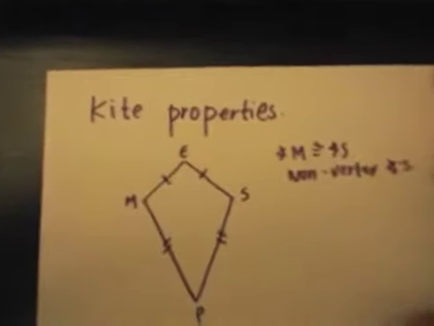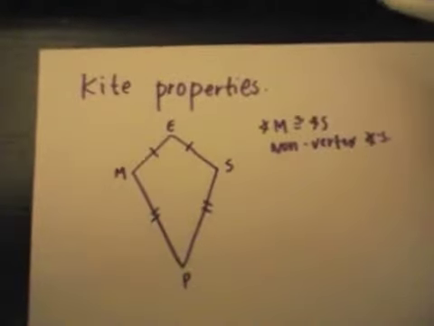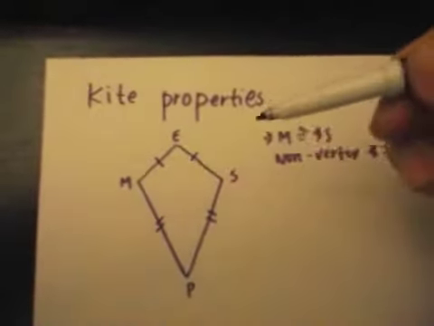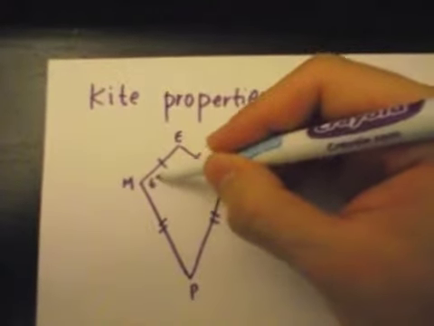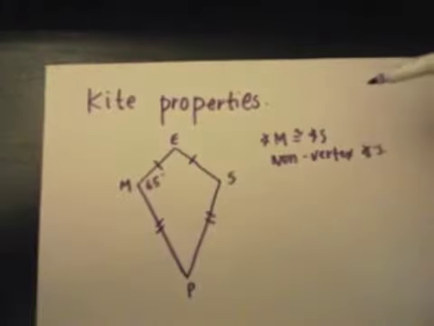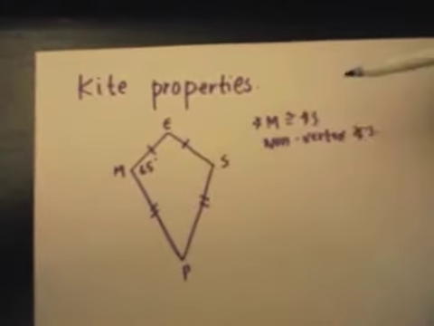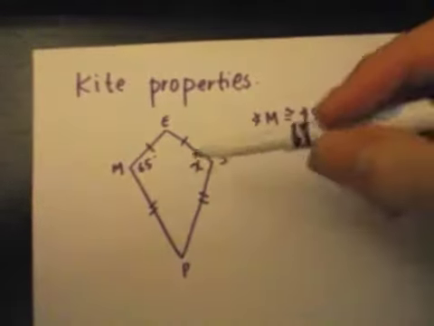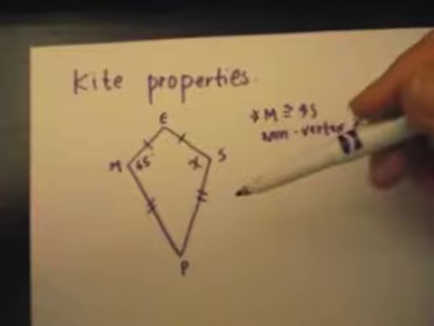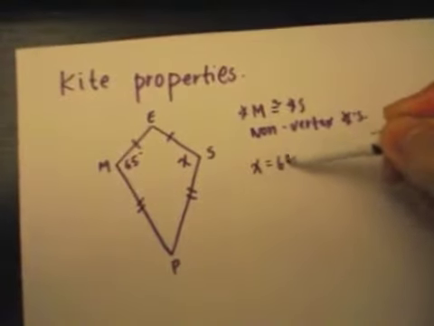Okay, so a type of problem that you would have to be able to solve is if I simply gave you that one of these angles was 65. If one of these angles is 65, then you automatically know that angle S has to be 65. So let's say this was a variable, right? You have a situation like this. You would just say that, oh, x is equal to 65.